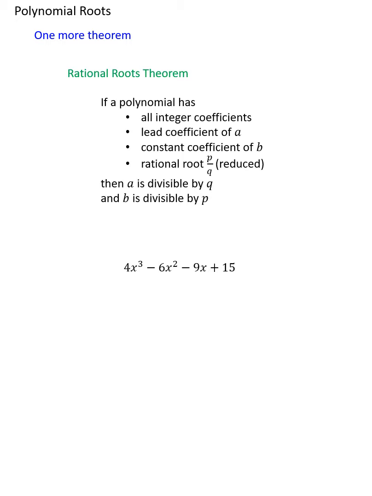Well, the answer to that question is going to depend, according to the rational roots theorem, on the lead coefficient of 4 and the constant coefficient of 15. And if there is a rational root to this polynomial, it's going to be of the form number over number, or integer over integer, as all rational numbers are, where the numerator is going to be a factor of the constant coefficient, and the denominator is going to be a factor of the lead coefficient.